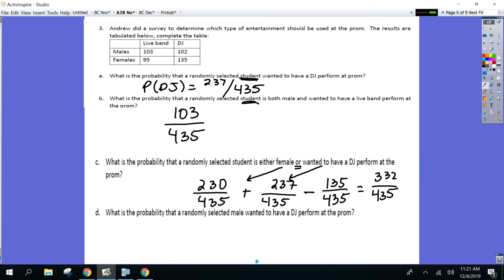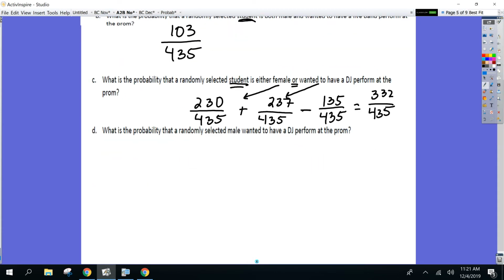All right, ready for part D? This is why I've been harping on this every time. Ready? What's the probability of a randomly selected student? So we've been doing everybody, but now take a look. What changes in part D? What's the probability of a randomly selected male? So it's not going to be out of 435 anymore. I'm only going from the males, who want to have a DJ at the prom.